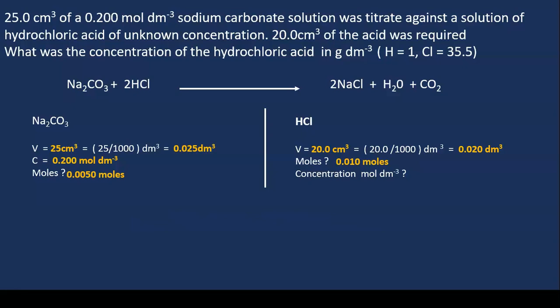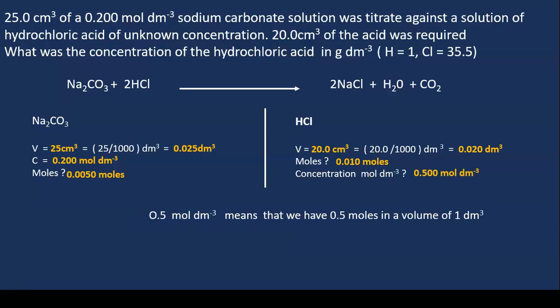Step 5. Calculate the concentration of HCl in moles per decimeter cubed. Concentration in moles per decimeter cubed is equal to number of moles divided by volume in decimeter cubed. Therefore, the concentration of HCl in moles per decimeter cubed is equal to 0.010 moles divided by 0.020 decimeter cubed, and this gives us the concentration value, which is equal to 0.500 moles per decimeter cubed.